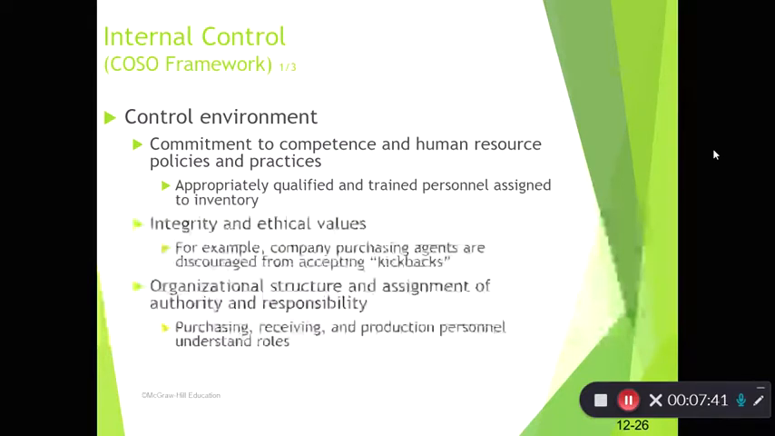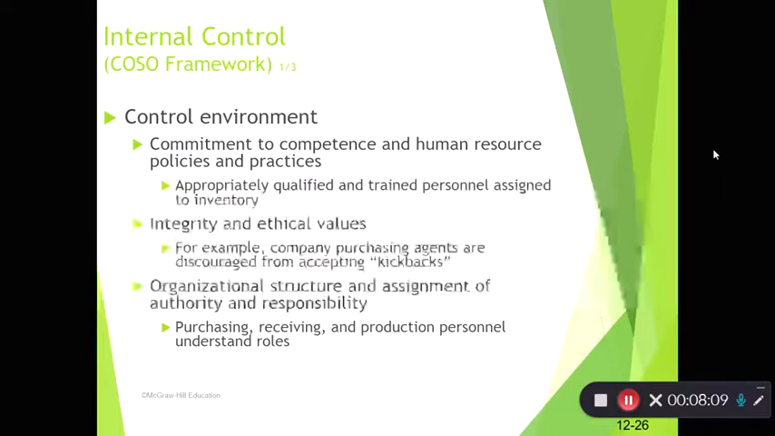But internal control, we're going to use the COSO framework again. And so when you think about the control environment, specifically for inventory, then you're looking at, okay, how qualified are the individuals that are involved with inventory, right? So the purchasing department, storekeeping, production, looking at the quality of the individuals in terms of their qualifications and training.